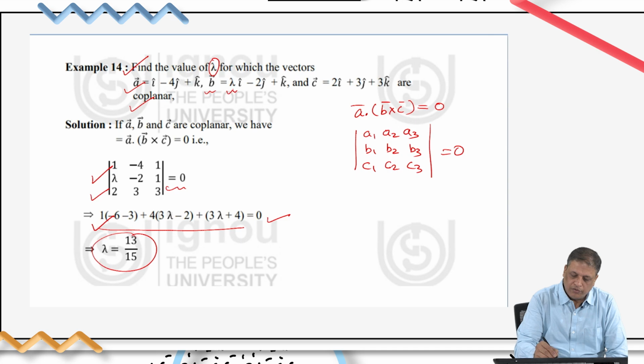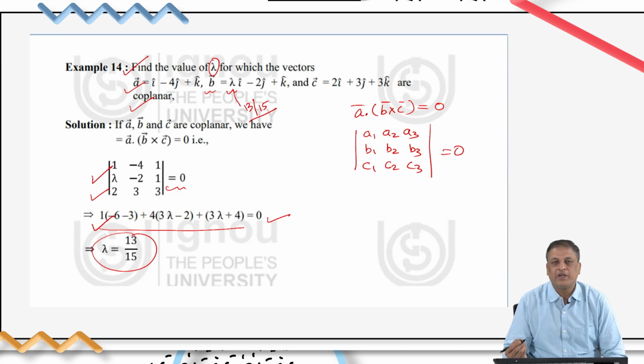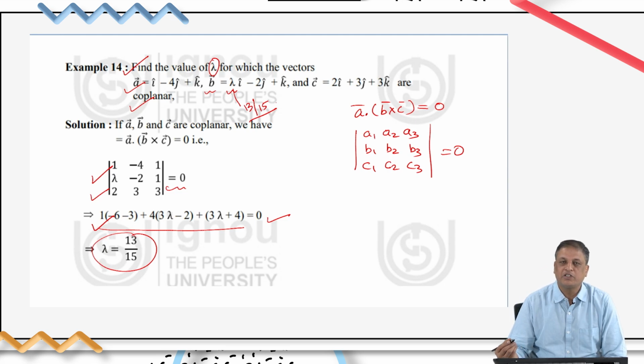So, this is the value of lambda, that is 13 by 15, which you simply got by applying the understanding that for coplanar vectors, the scalar triple product should be equal to 0, and we solved simply the determinant. I hope you understood that why we discuss determinants in so much detail, because their application was very much required when we are going to solve for the vectors.